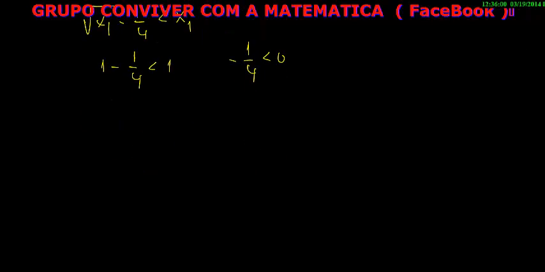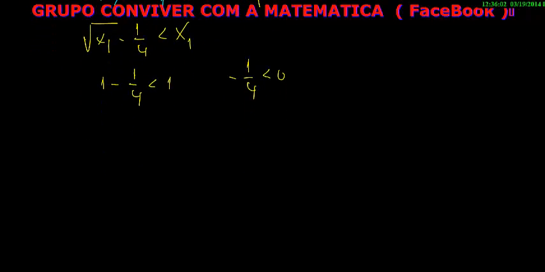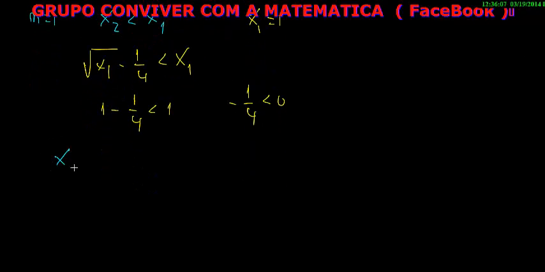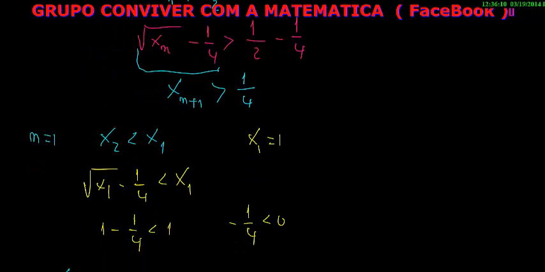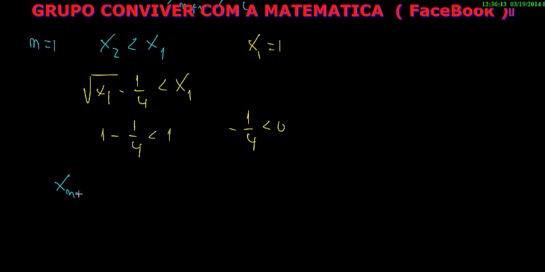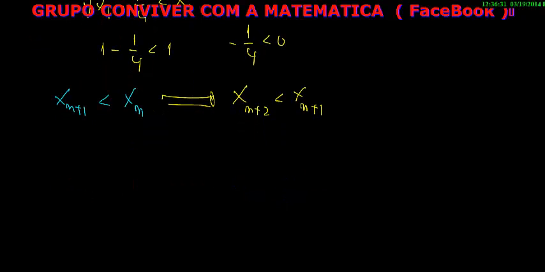Okay, let's go now to our hypothesis, and we must agree that x index n plus 1 is lesser than x index n, and I'm going to show you that this implies that x index n plus 2 is lesser than x index n plus 1. Again, it is a nice way to have an idea how to walk in the problem.